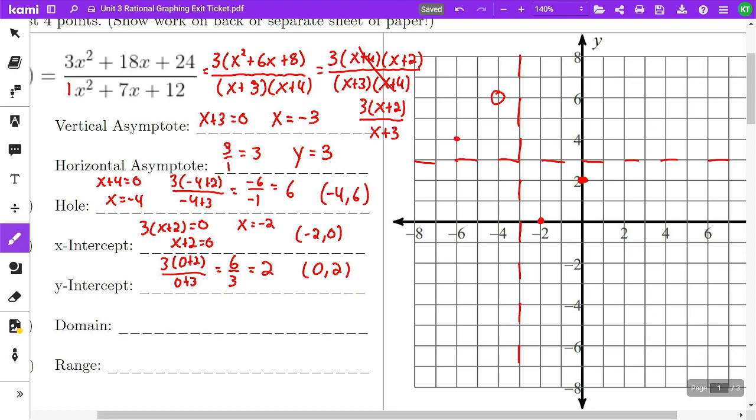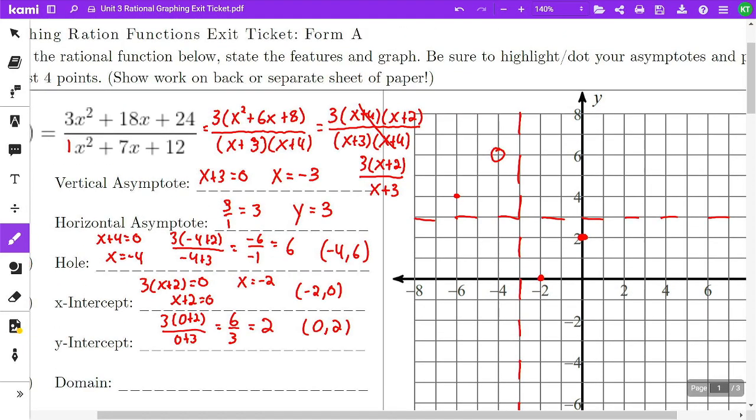And let's say for good measure, I want to get 1 extra point. Let's say I want to get one at x equals 1. I can just plug that into my simplified version. I will get 3 times 1 plus 2 divided by 1 plus 3. That will give me 9, because 1 plus 2 is 3, times 3 is 9, divided by 4. So 9/4 isn't a great number, but it'd be somewhere about right here. And so again, symmetrically, be a point about right there.